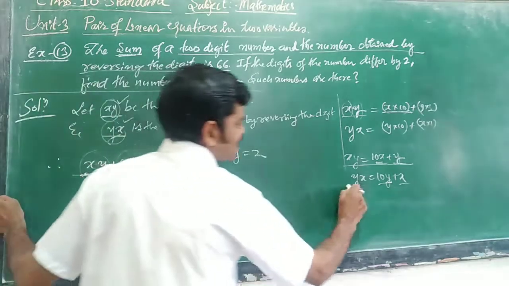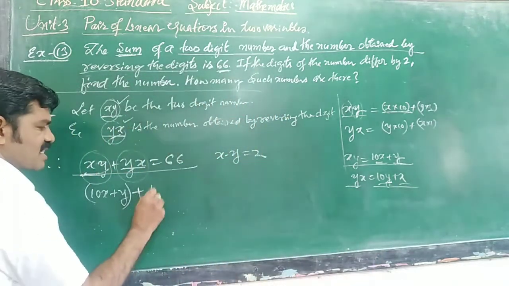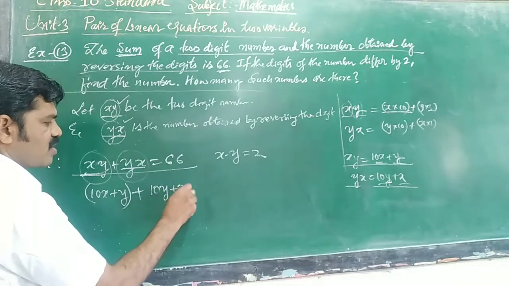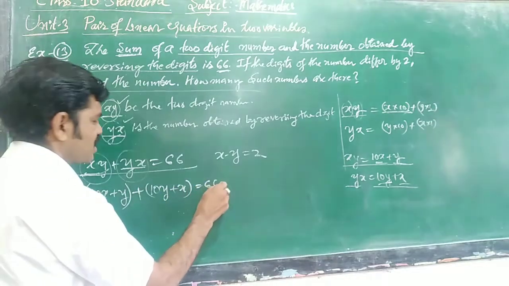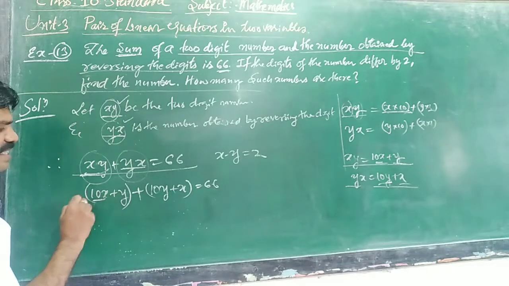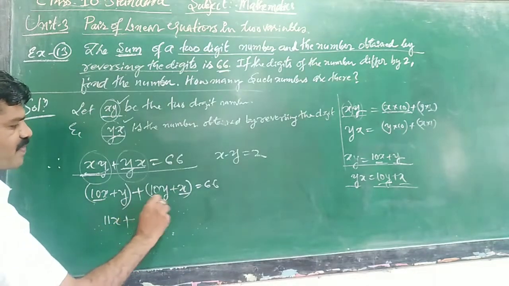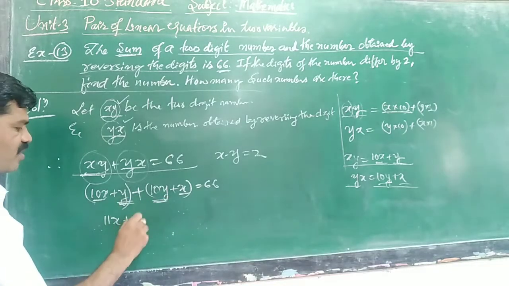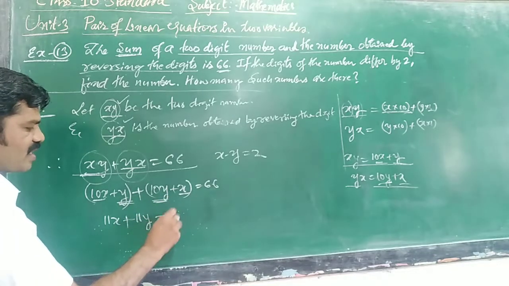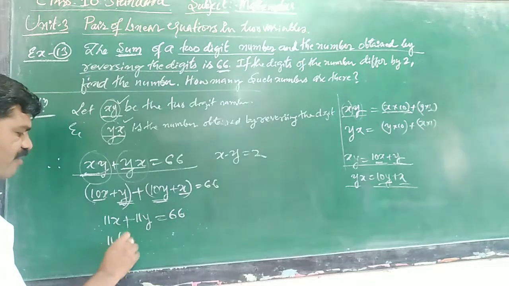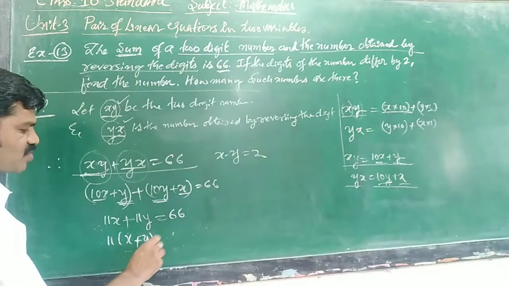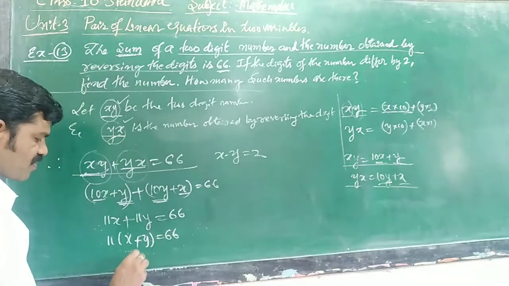Yx can be written as 10y plus 6. That is equal to 6. See here, 10x and x will be 11x, 10y and y will be 11y, is equal to 66. 11 will be the LCM. So x plus y is equal to 66.